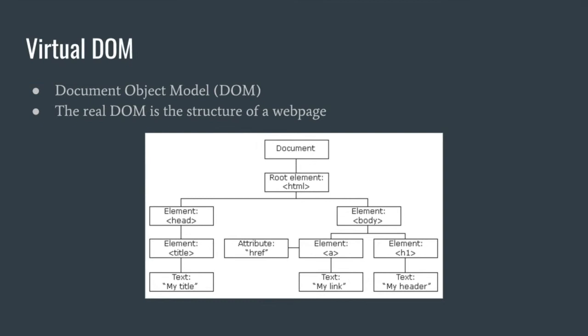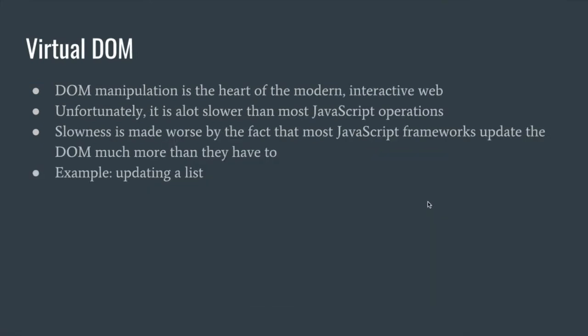So one of the cool things about React is the use of a virtual DOM. The real DOM is basically just the structure of the web page, and we can see here that it's a tree-like structure with all the elements here. DOM manipulation is kind of the heart of the modern interactive web, but unfortunately it's a lot slower than most JavaScript operations, and the slowness is made worse by the fact that most JavaScript frameworks update the DOM much more than they have to.